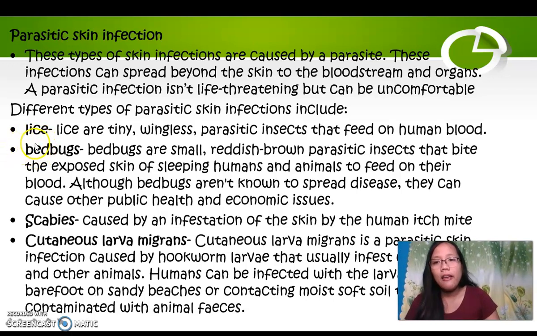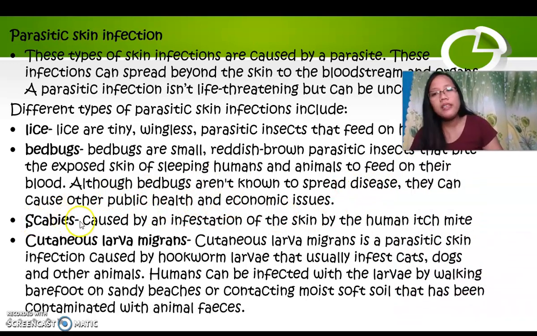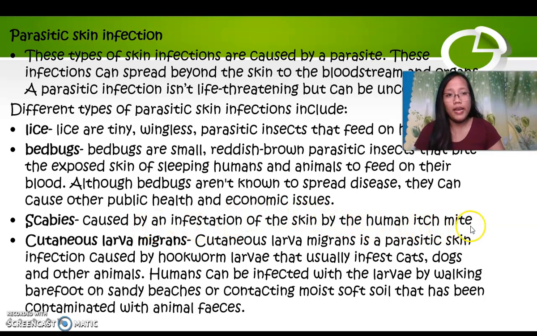And we have here bed bugs. Bed bugs are small, reddish brown parasitic insects that bite the exposed skin of sleeping humans and animals to feed on their blood. Although bed bugs aren't known to spread disease, they can cause other public health and economic issues. Scabies is caused by an infestation of the skin by the human itch mite.